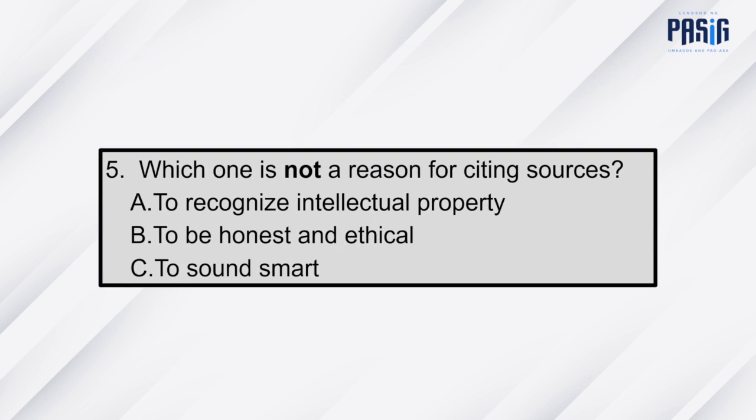5. Which one is not a reason for citing sources? A. To recognize intellectual property. B. To be honest and ethical. C. To sound smart.